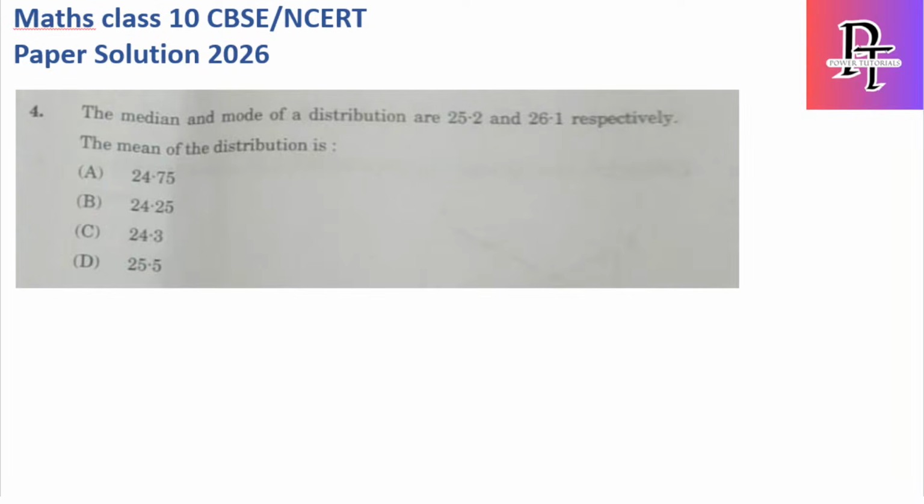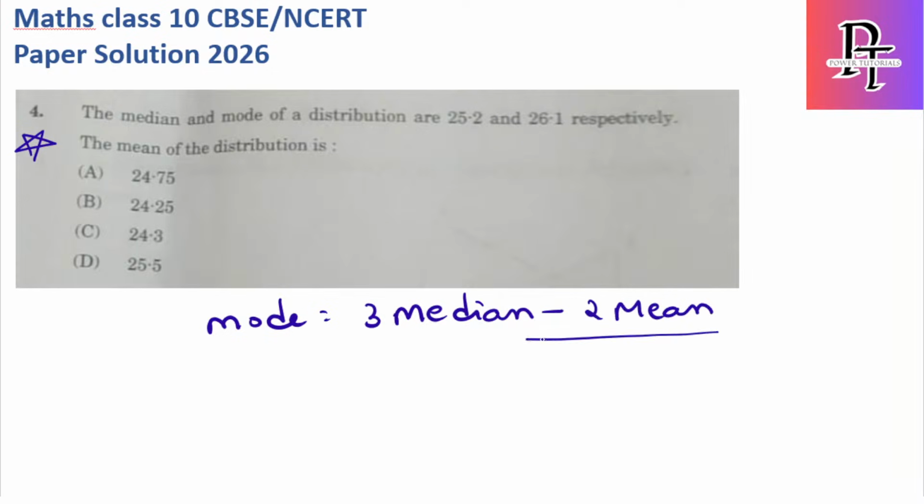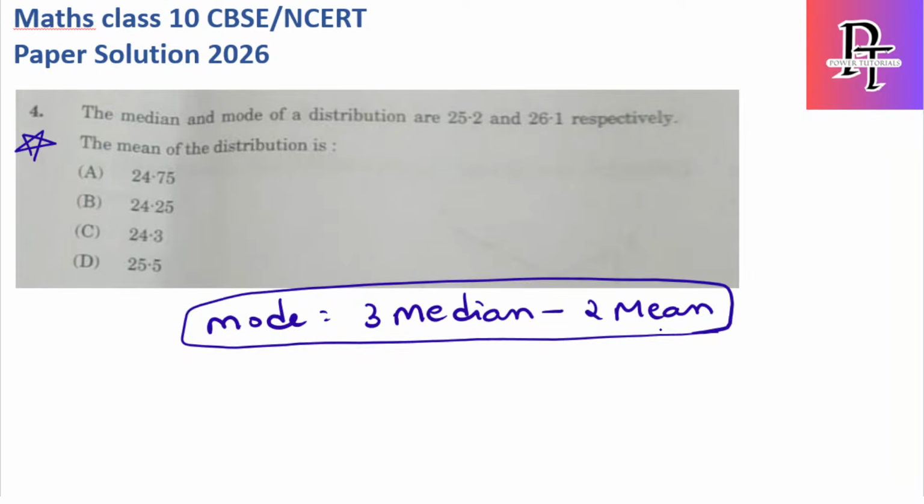Fourth one, the median mode of an. So this question is repeated again and again in all the chapters of all the question papers of previous exams. So this is very easy. Just use the empirical formula, which is mode is equal to 3 median minus 2 mean. This is the only formula you have to remember for these types of questions. This is a very easy question.